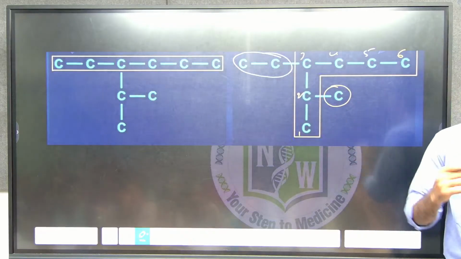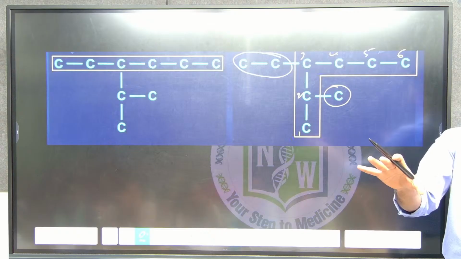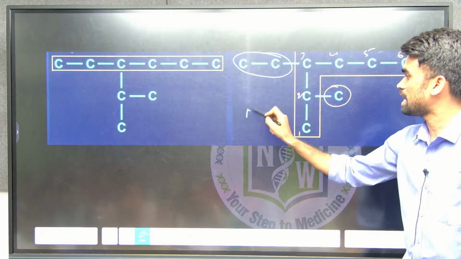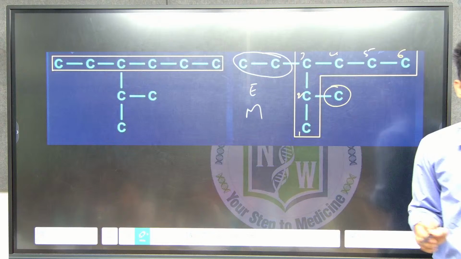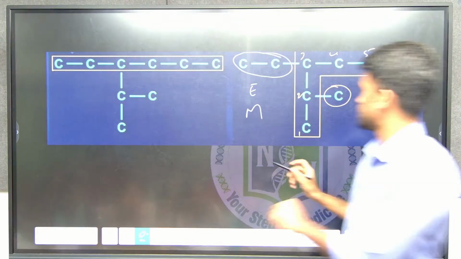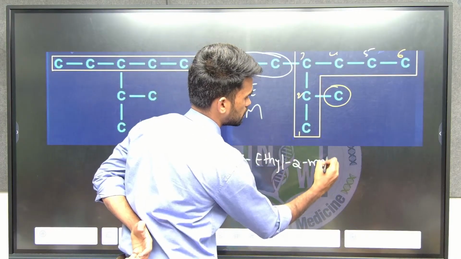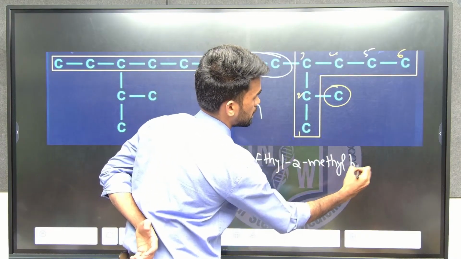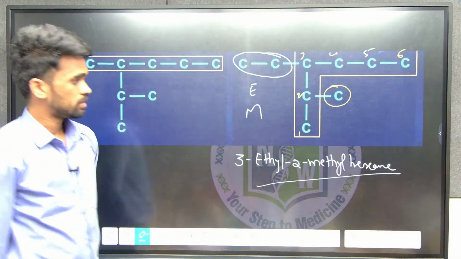Okay, so now write the name. See, methyl means M, ethyl means E. Which comes first in alphabet? E. So it should be 3-ethyl, 2-methyl, hexane. Hexane. Is this clear, everyone? Right.